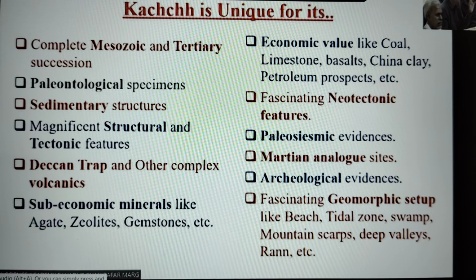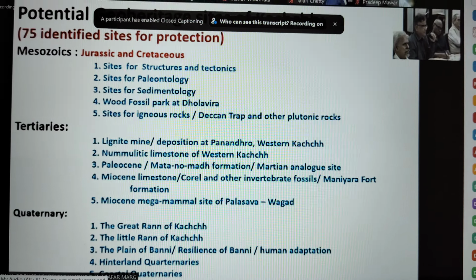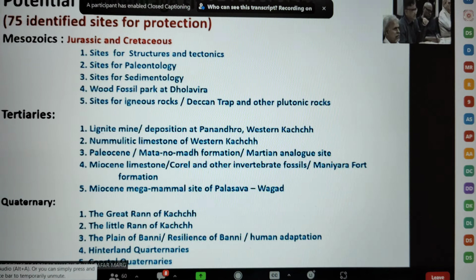Then fascinating geomorphic setups like beaches and tidal zones, swamps, mountain scarps, deep valleys. So for those who are students, they should visit all these sites. Okay. I'm not going into the details of each. We have identified some 75 geoheritage sites in Mesozoic, Tertiary and Quaternary. We have just mentioned a few.